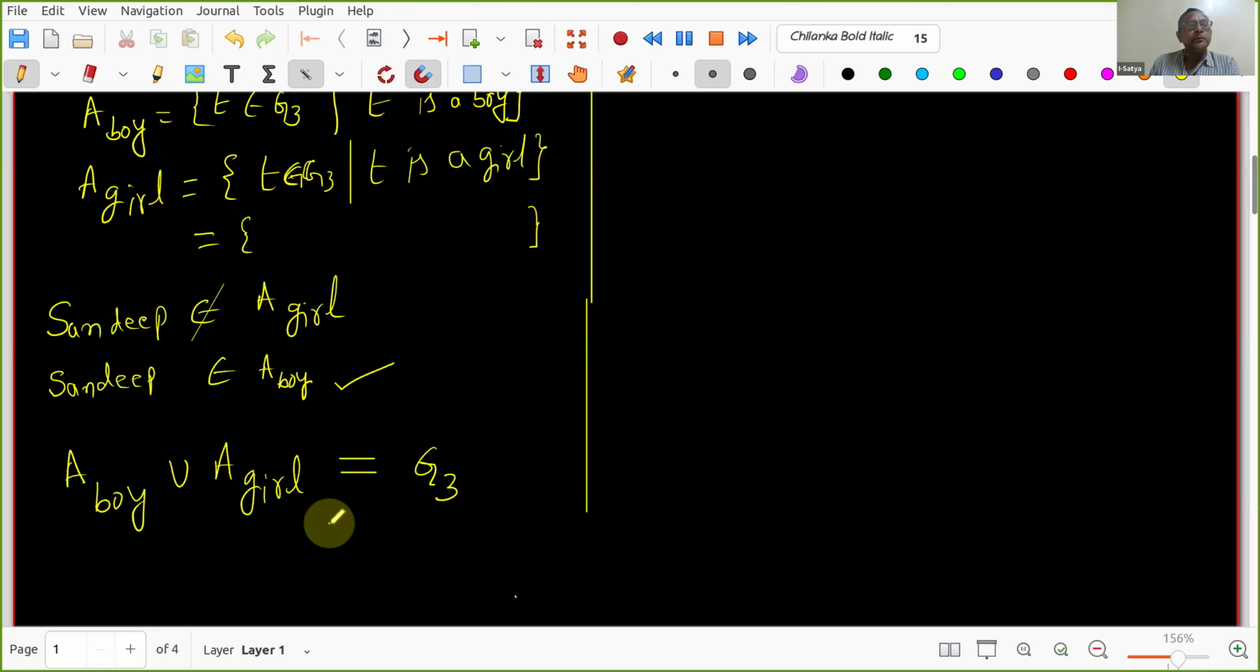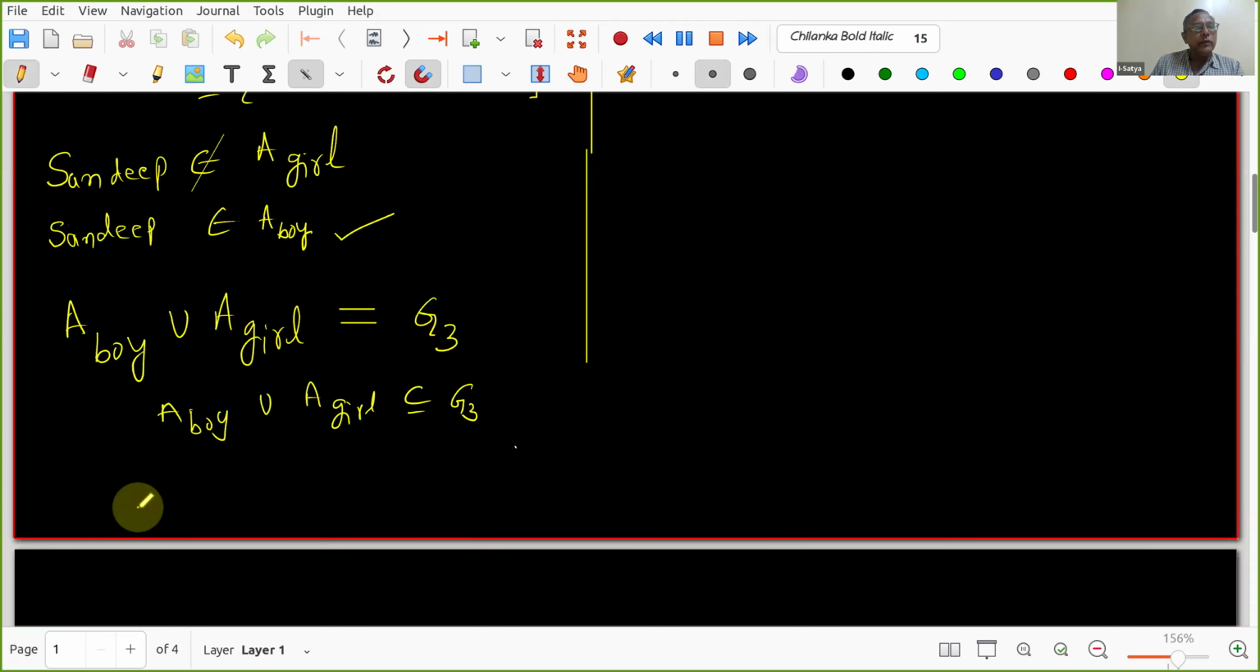How do you know? How do you prove it? Sir, let x belong to A_boy, then it is in G3. Yes, and we need to prove both sides. You need to prove both sides: A_boy union A_girl is a subset of G3, and G3 is a subset of this part. You have to prove both. All of you think. You are feeling that it is correct, but we need to prove it. How do you prove this?